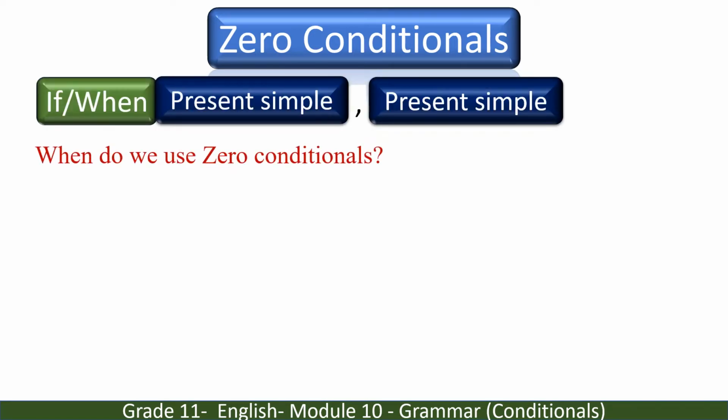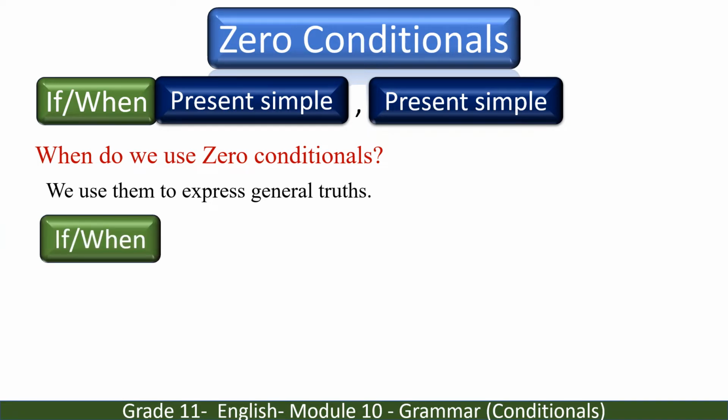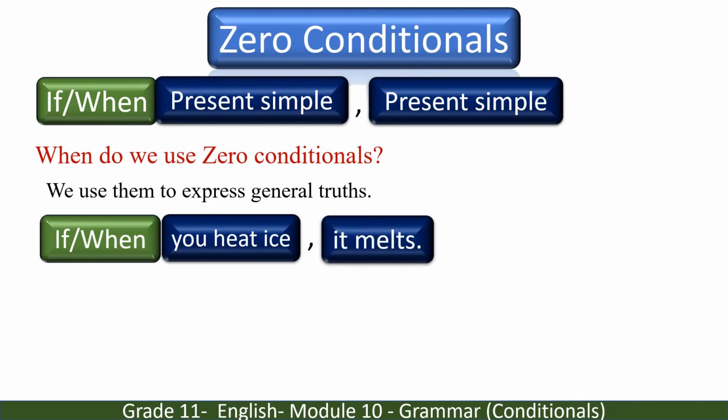When do we use zero conditionals? We use them to express general truths, like scientific facts, rules of games, things that are 100% true. Let's look at this example. If or when you heat ice, it melts. This is a scientific fact. That's why it's a zero conditional sentence.